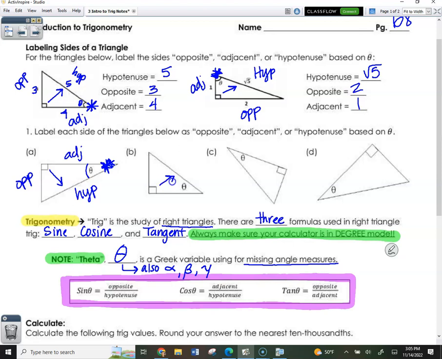So right here, okay, this is the hypotenuse. This would be opposite. This would be adjacent. Are y'all getting this right? Yes. Because if you're not, you're not going to be able to do this.